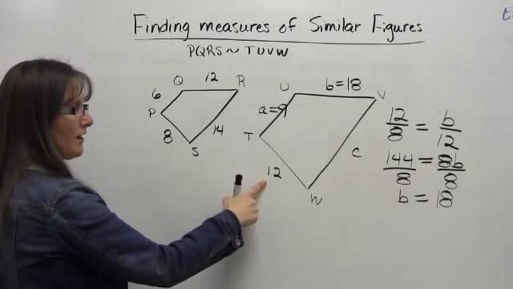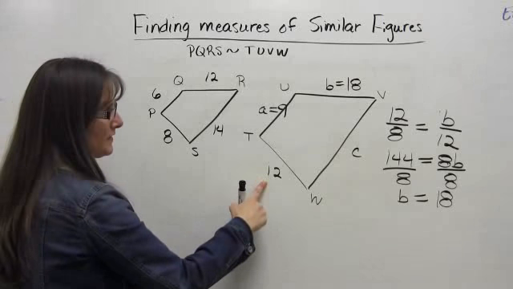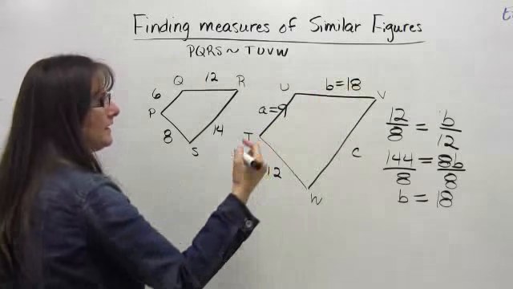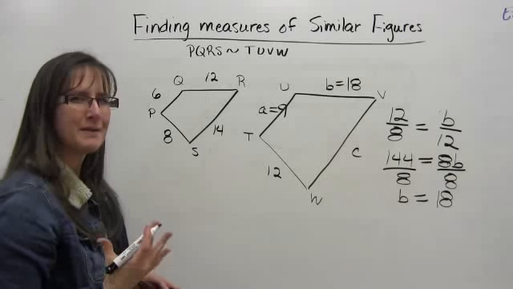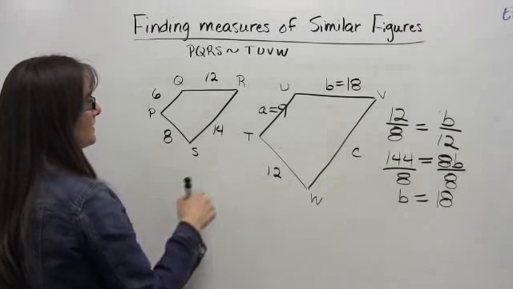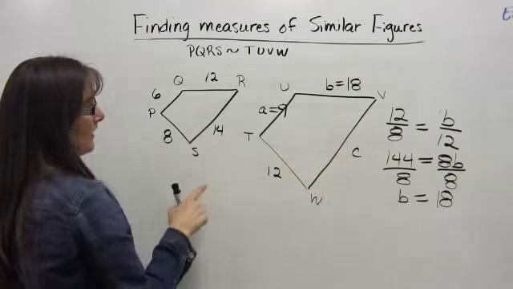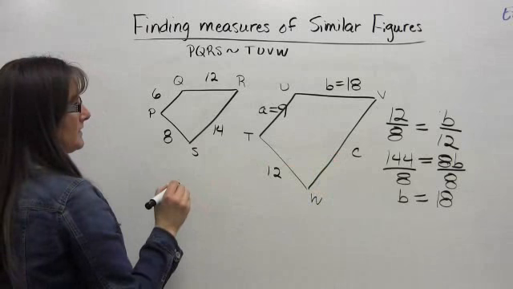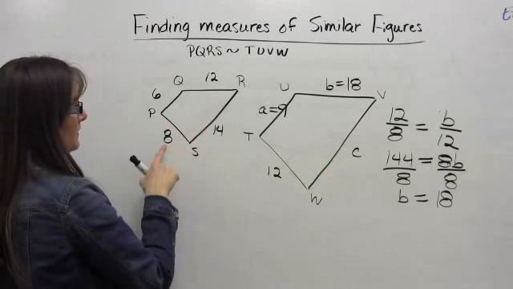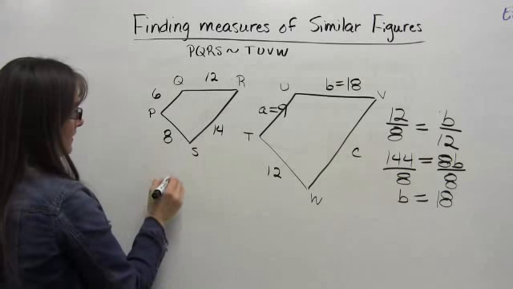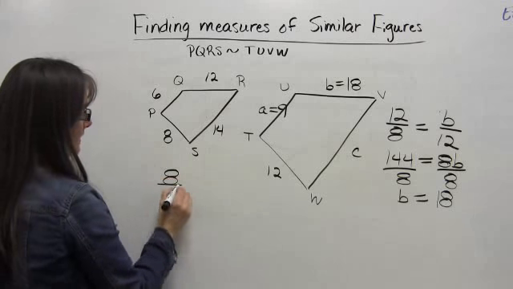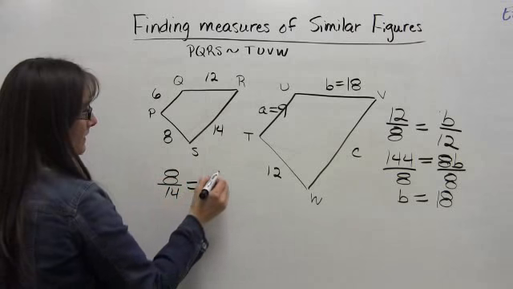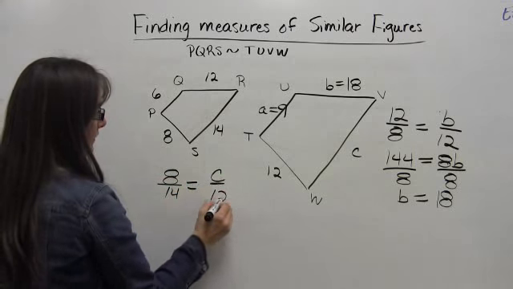Again, I want to stick with this 12 because that was information that was given to me. If I use the 9 or the 18, I run the risk of getting it wrong because my math might be wrong. So I'm going to use this 12 and I need to use this C. That means I need to use the corresponding sides from the first shape. So that means the 8 and the 14. So I'm going to go ahead and put 8 over 14. And that's going to equal C over 12.